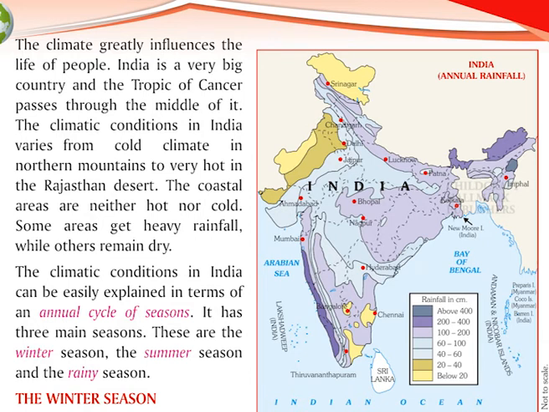India is a very big country and the Tropic of Cancer passes through the middle of it. The climatic conditions in India vary from cold climate in the northern mountains to very hot in the Rajasthan desert. The coastal areas are neither hot nor cold. Some areas get heavy rainfall while others remain dry. The climatic conditions in India can be easily explained in terms of an annual cycle of seasons. It has three main seasons: the winter season, the summer season, and the rainy season.